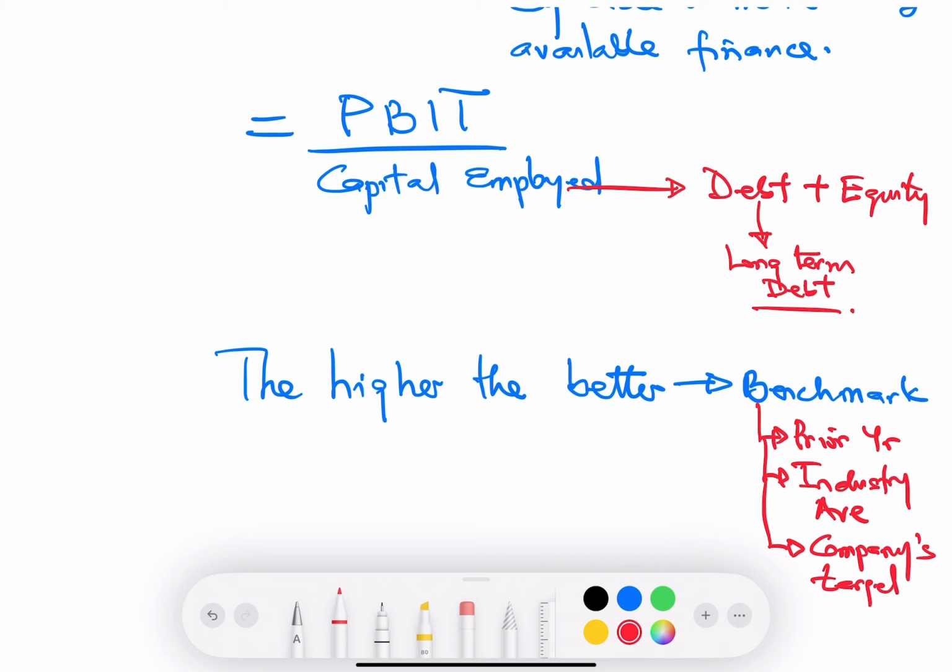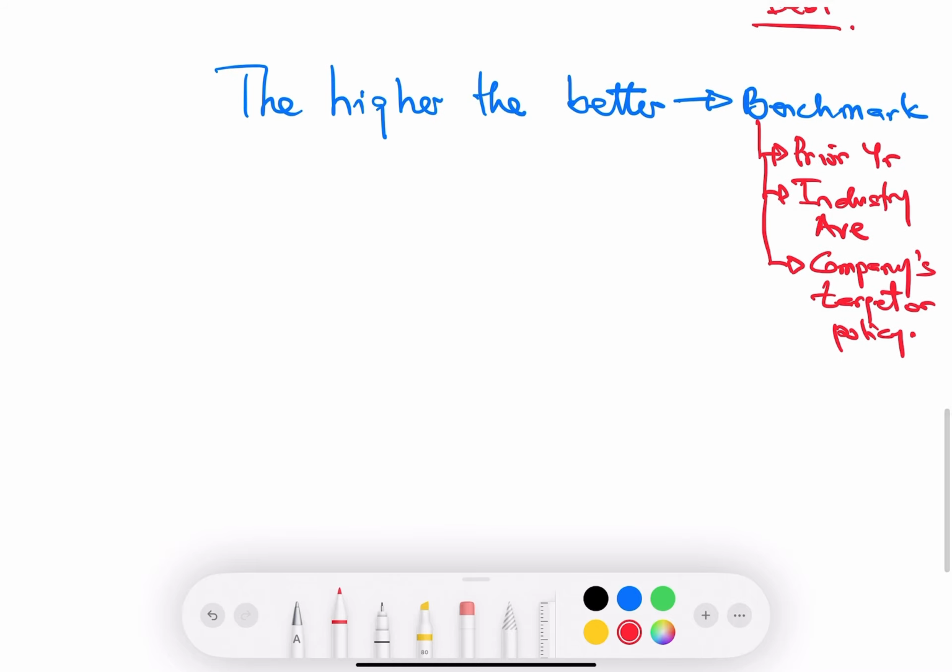Because some companies will say our ROCE is expected to be 20%. So if an investment or a company is now generating a ROCE of 19 or 18, you know that is bad because it's less than the target. So the higher the better, please take note. And that's it on ROCE.